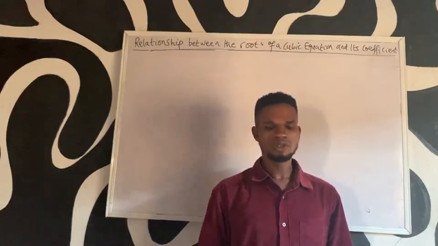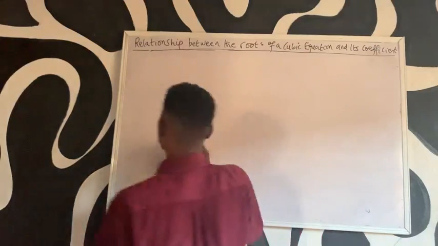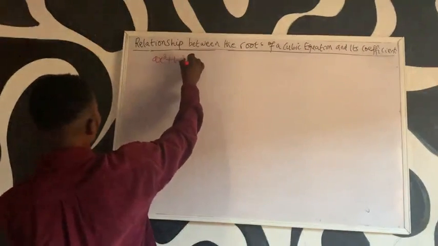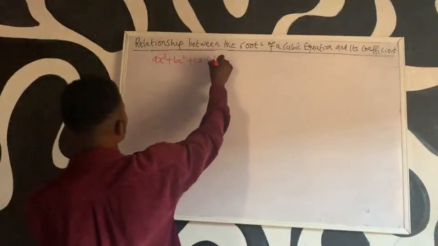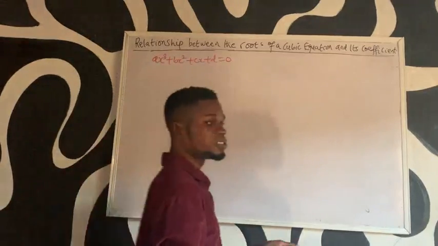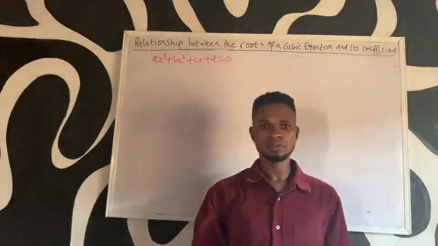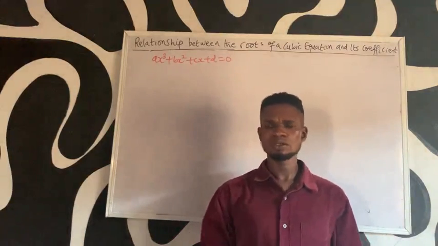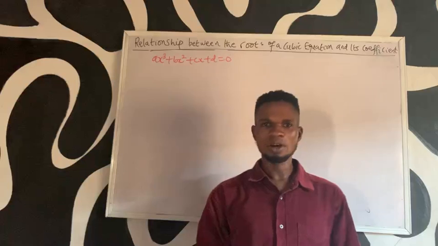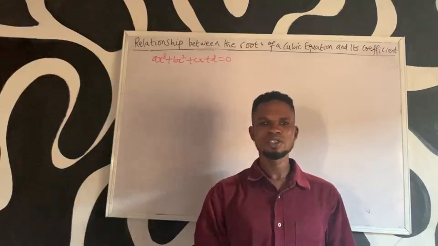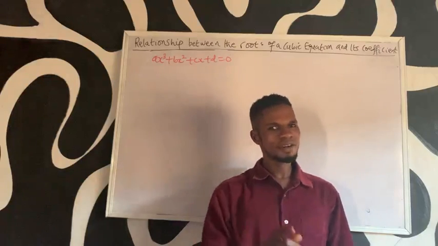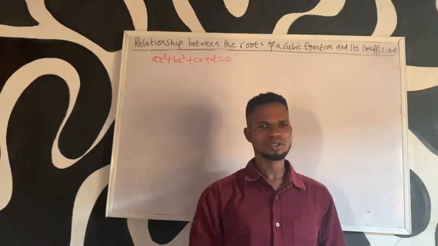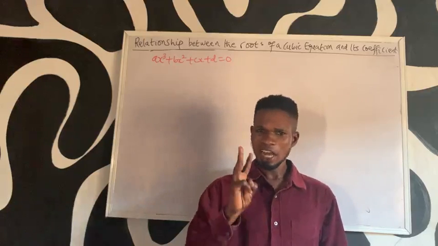Now the general form of the cubic equation which we know of is ax cubed plus bx squared plus cx plus d equal to 0. This is the general form of the cubic equation. We know that we can look for the sum and product of roots of a quadratic equation. We can also find the sum and product of roots of a cubic equation. Now let's say alpha, beta, and gamma are the three roots of a cubic equation. Don't forget, a cubic equation has three roots.